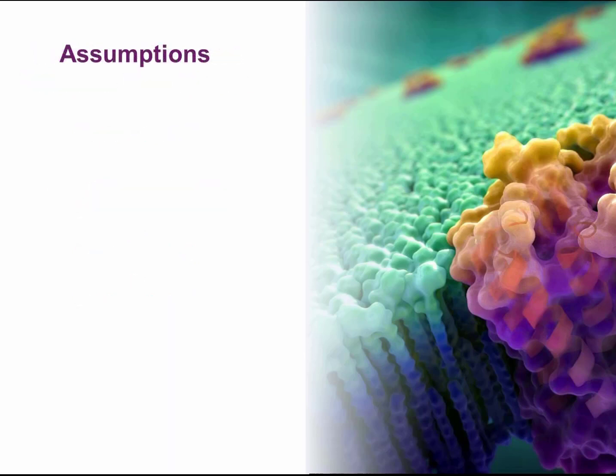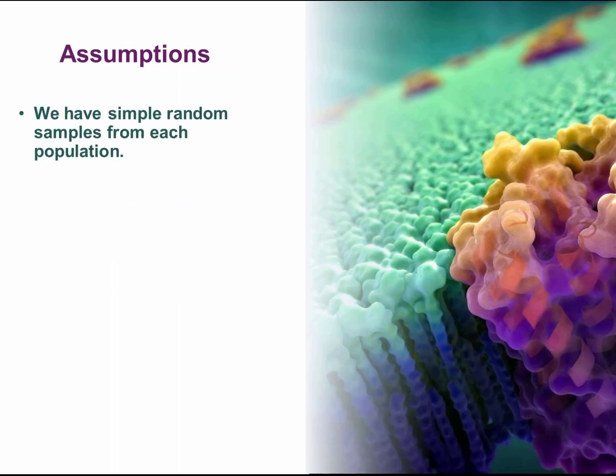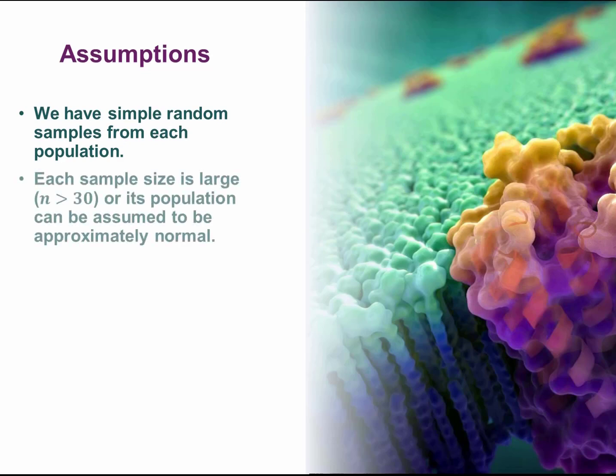The assumptions for testing the difference between two means are similar to those for a one-sample mean hypothesis test. We have a simple random sample from each population, and each sample is large, that is, n is greater than 30, or its population can be assumed to be normal.